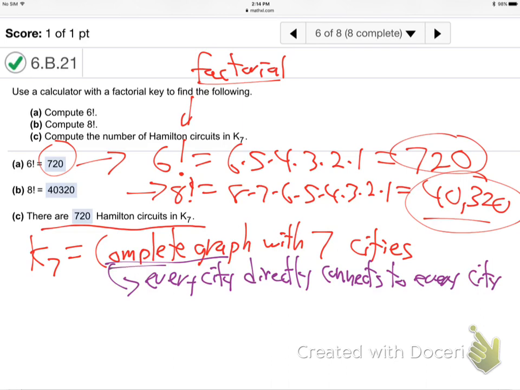So that's what a complete graph is. There's no roads missing. Every dot connects to all the other dots. So it's complete. There's no roads missing at all. You can fly from any city to any city directly.